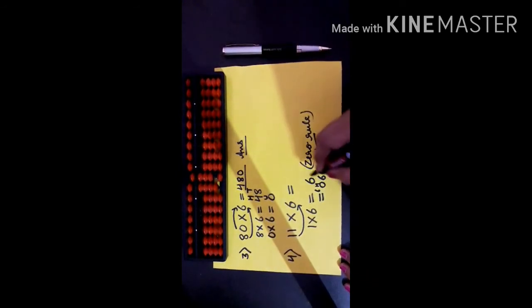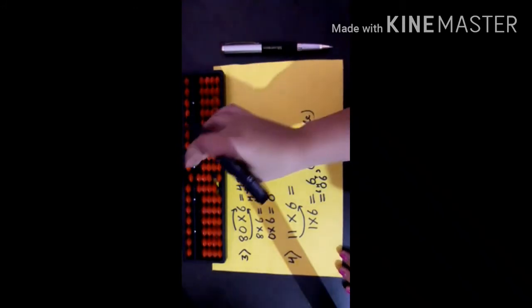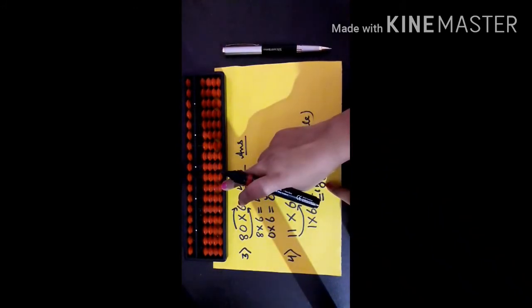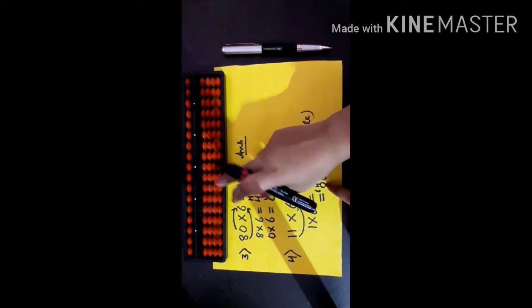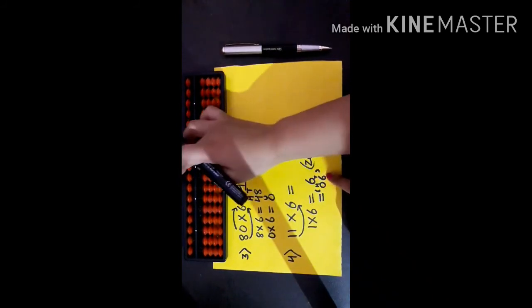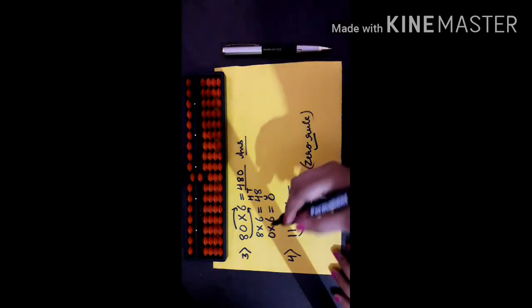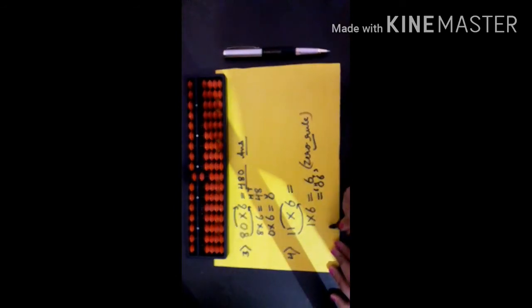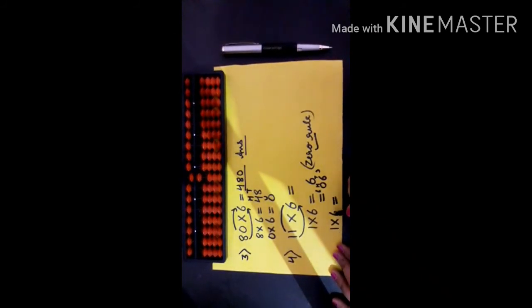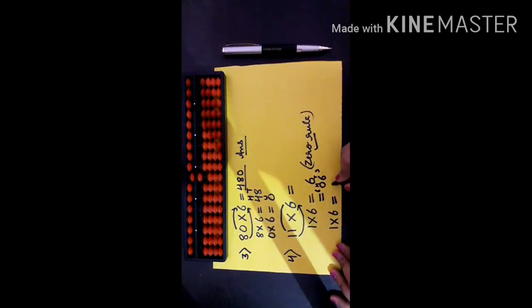Now first digit in hundreds place and second in tens. Set your abacus. 0 in hundreds rod. Now 0 in hundreds rod means nothing. Now 6 in tens rod. Now multiply your next digit with 6. Now 6 ones are 6.